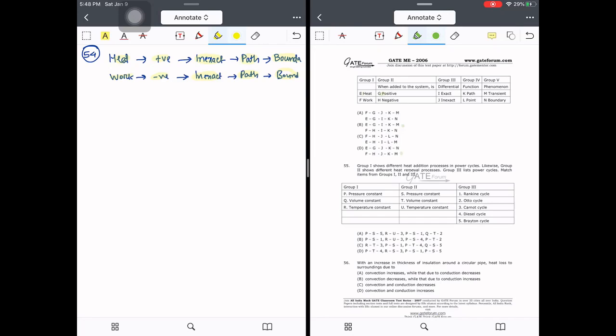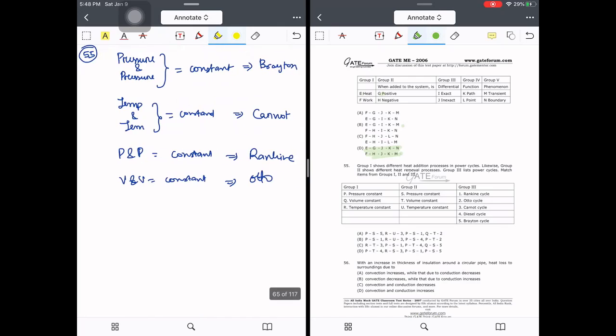E G F H. Option B or option D. Then both are inexact. So I think option D is the answer. Both are inexact, they are path functions. Option D is correct.